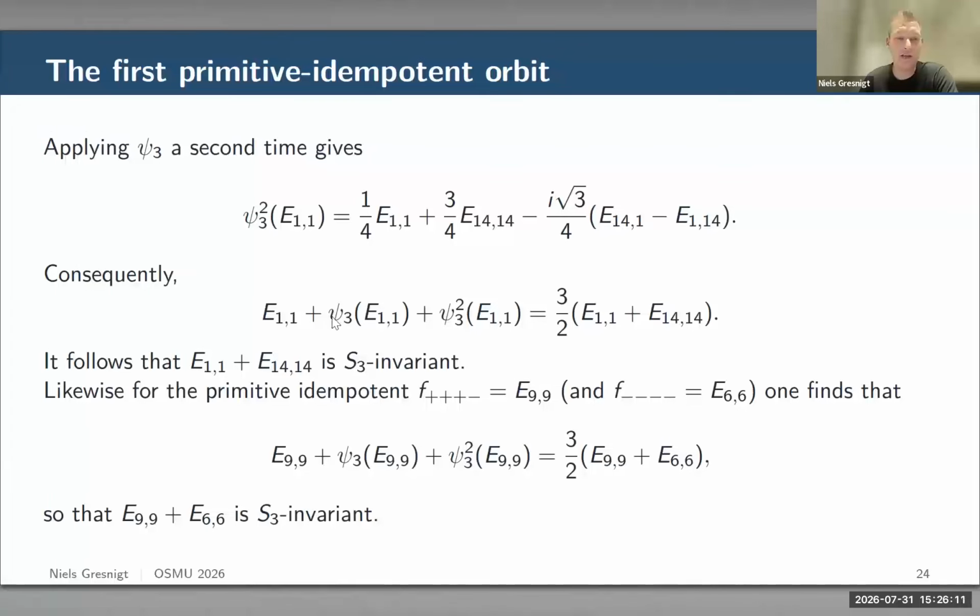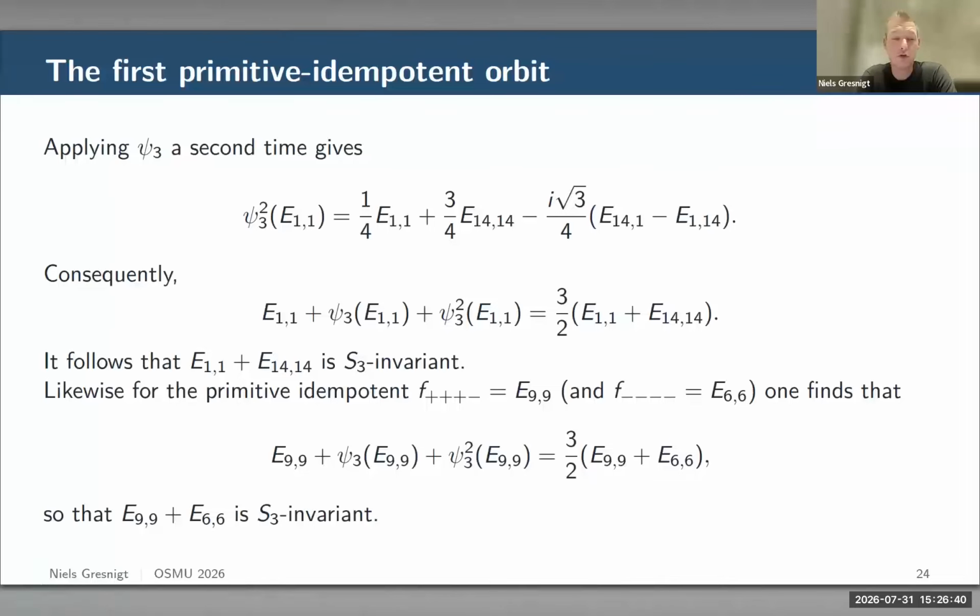One easy way to see that is to apply the Psi3 generator again to the primitive idempotent. Then you can form this invariant sum here, where we have E11 plus its two transformed versions, and we add them together. That gives you the sum of the first and the 14th primitive idempotent, and so that one is going to be S3 invariant.